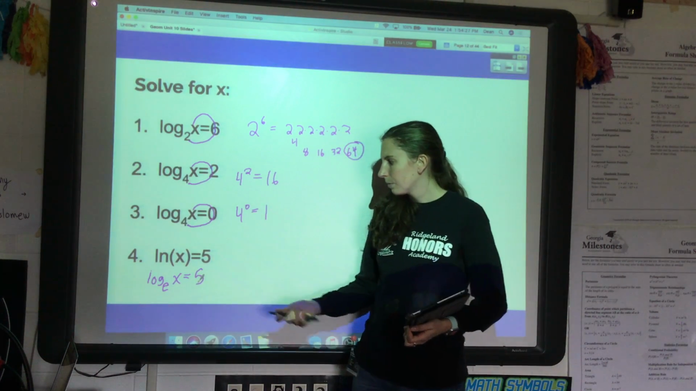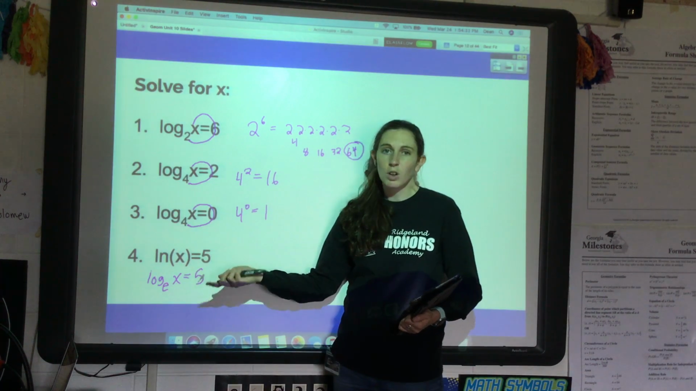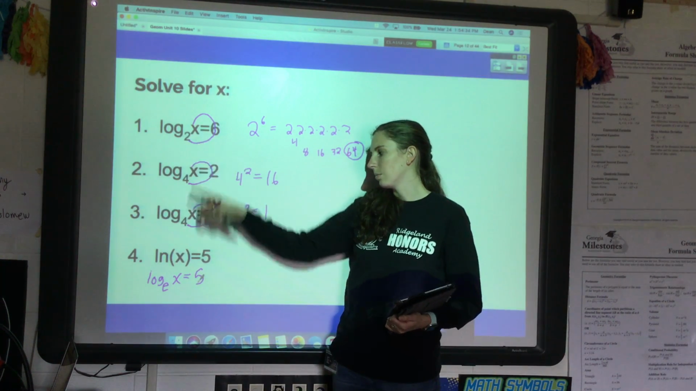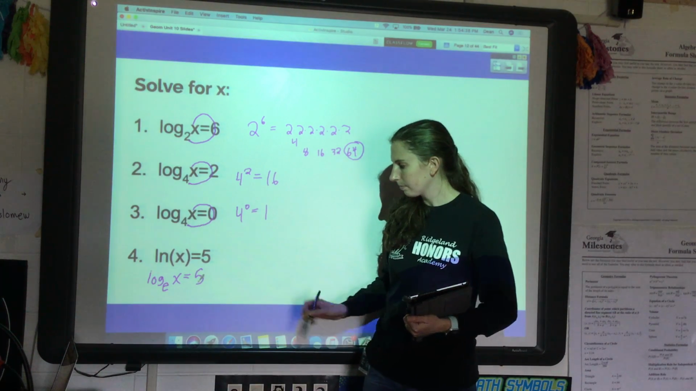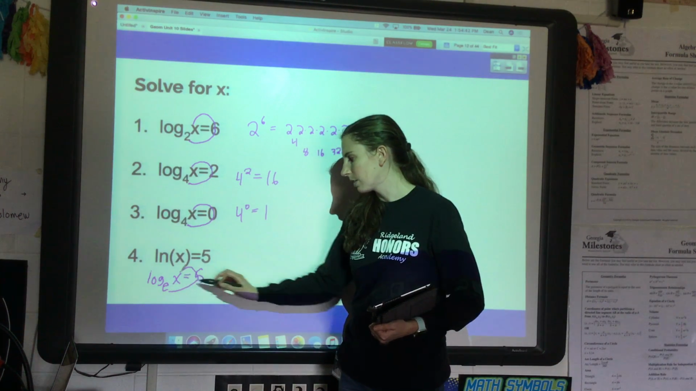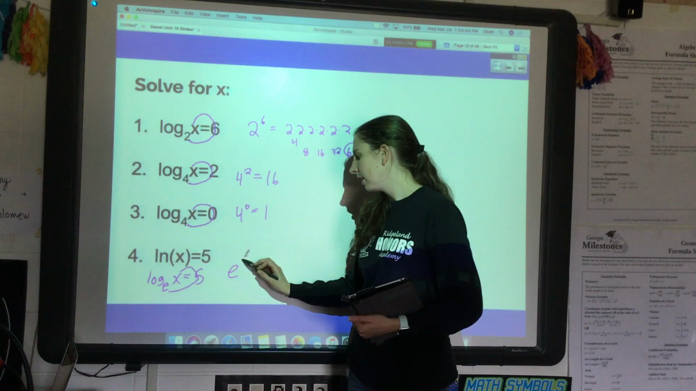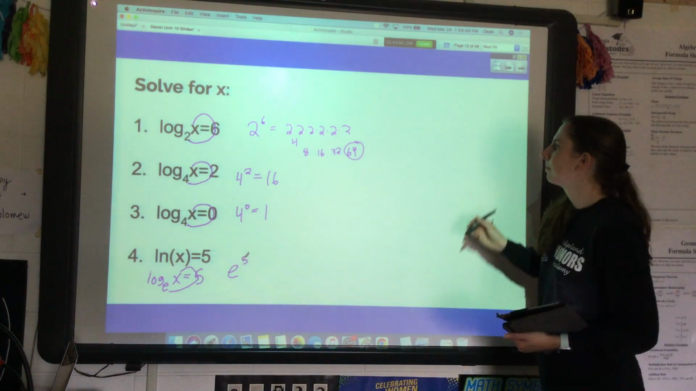Just by the way, whatever is in the function here, you can write it in parentheses, but you don't have to. See how these didn't, but this one did? It really doesn't matter if you put parentheses or not. Okay, so this is e to the 5th power equals x. So the answer is just e to the 5th. You could get out a decimal if you wanted.